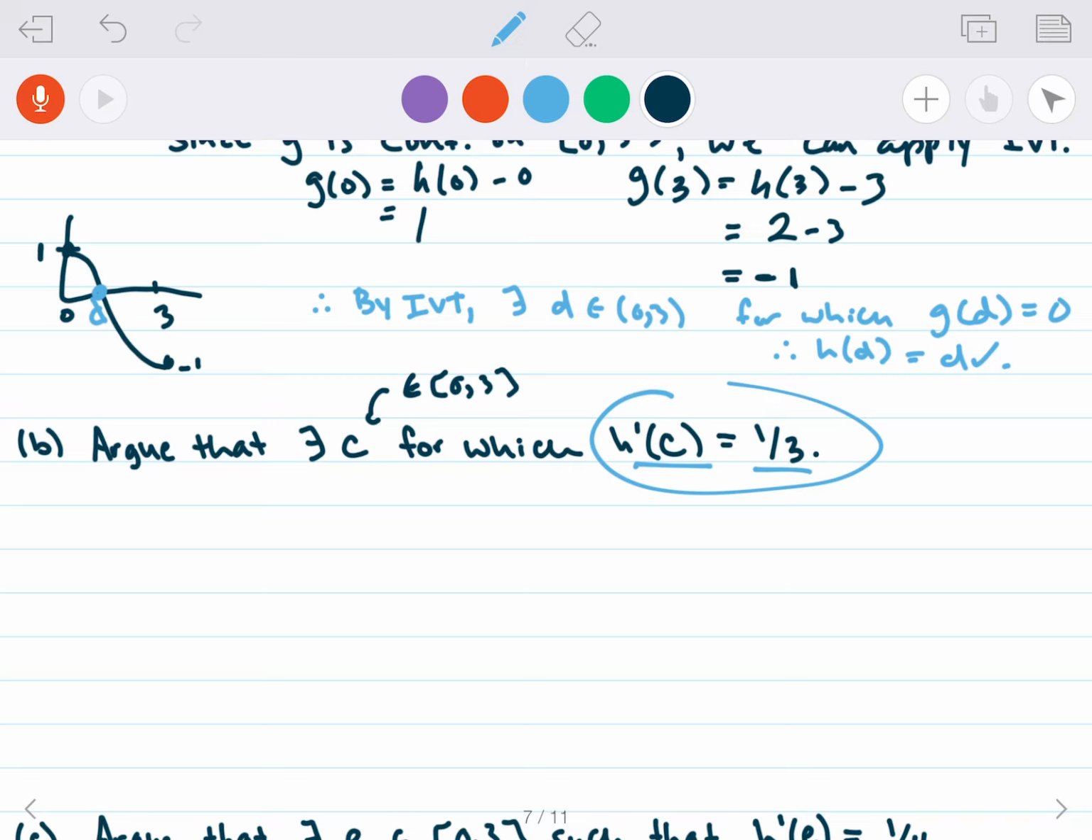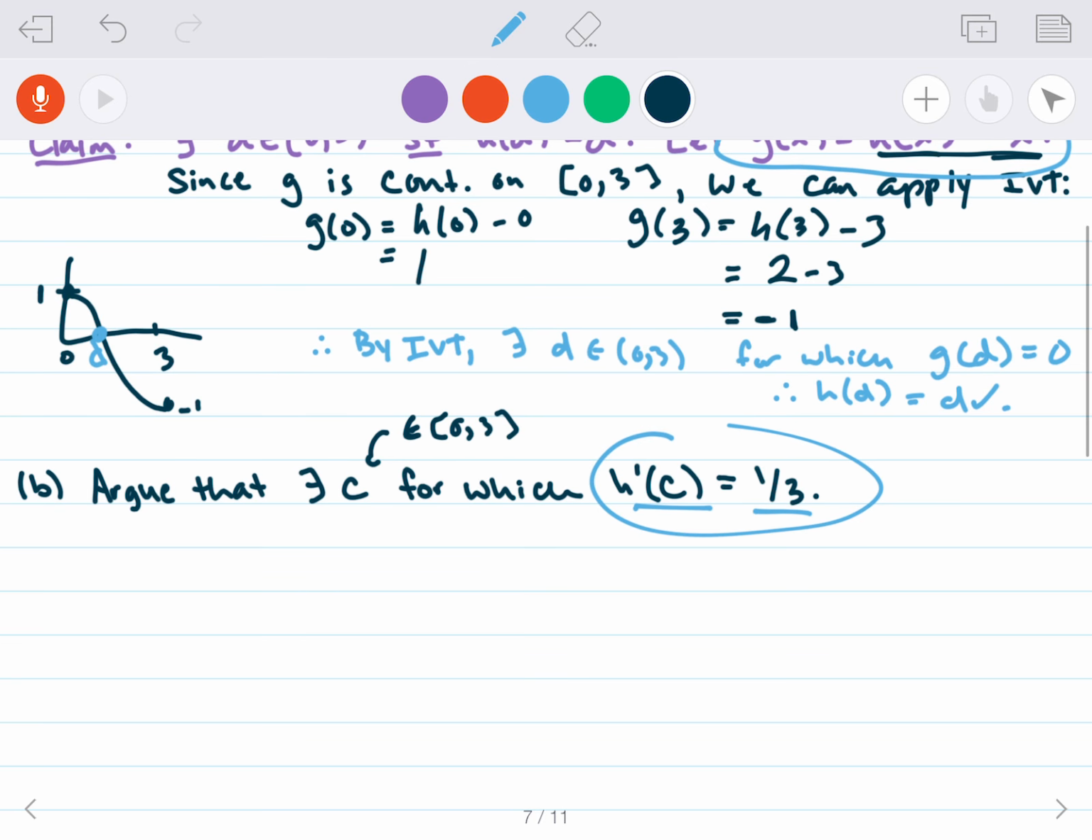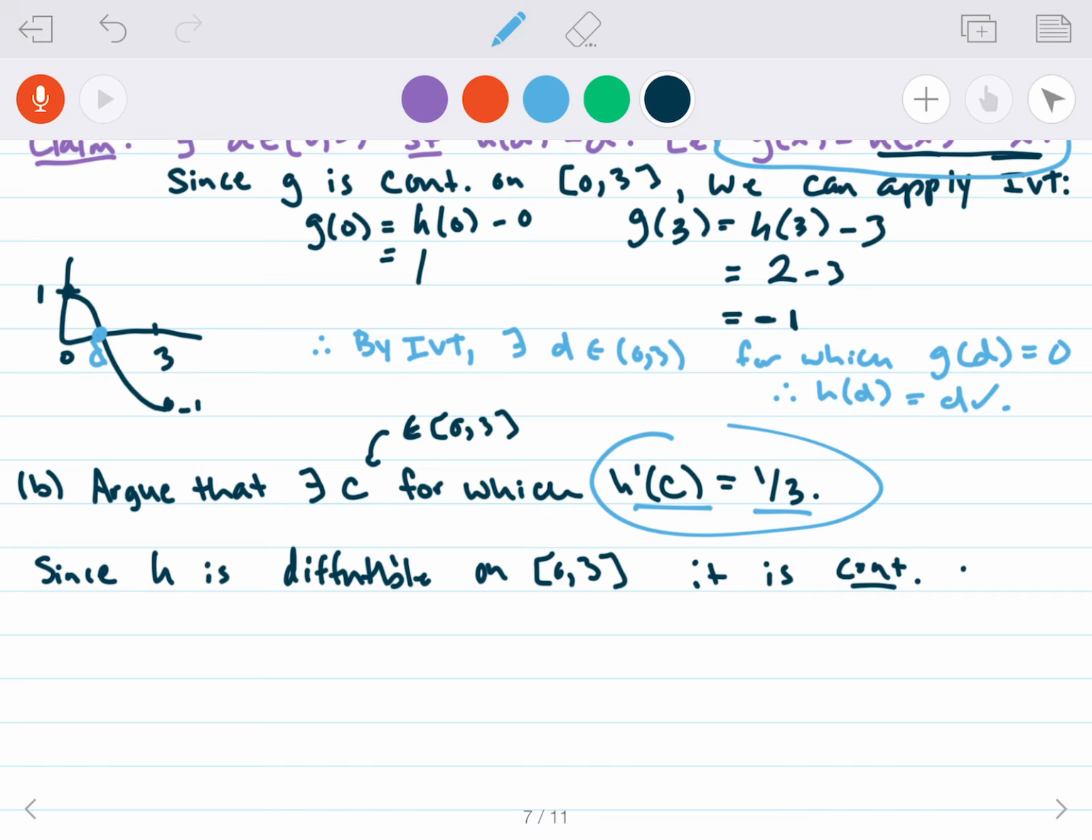What does that say? Well, the mean value theorem says that if h is differentiable and continuous on an interval, then you have f prime of c equals f of b minus f of a all over b minus a. Okay, so let's write that out. So since h is differentiable on [0, 3], it is continuous on [0, 3].